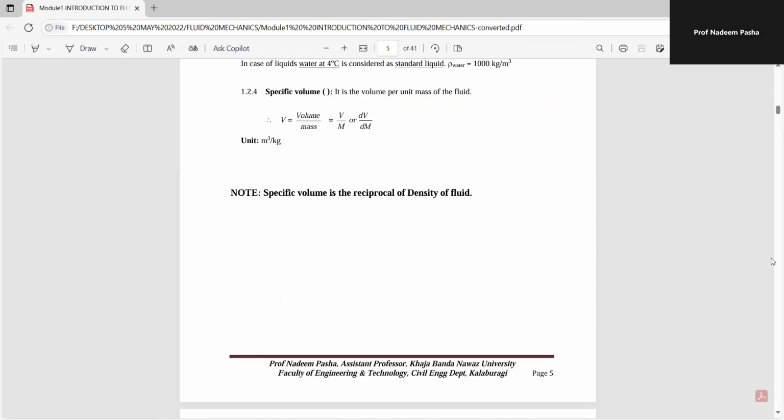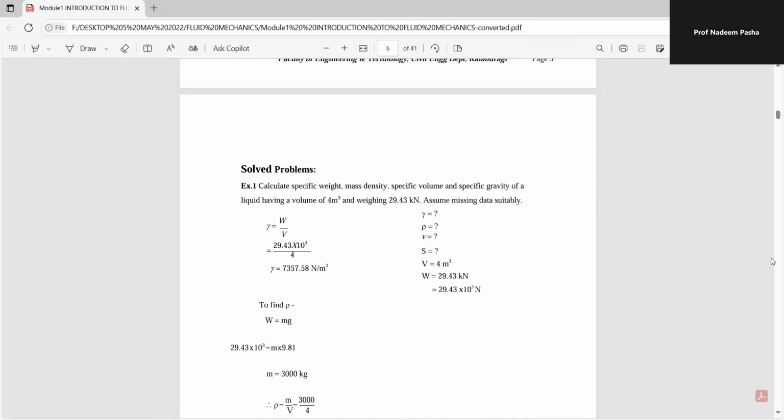V is equal to volume by mass, V by M, or if it is a small volume, it will be dV by dm. So if you see here, it is nothing but the reciprocal of density of fluid. Density of fluid was mass by volume. Specific volume is volume by mass. So the SI unit also will be a reciprocal, that is meter cube per kg. I hope you have understood the basic concepts of basic properties of fluid.